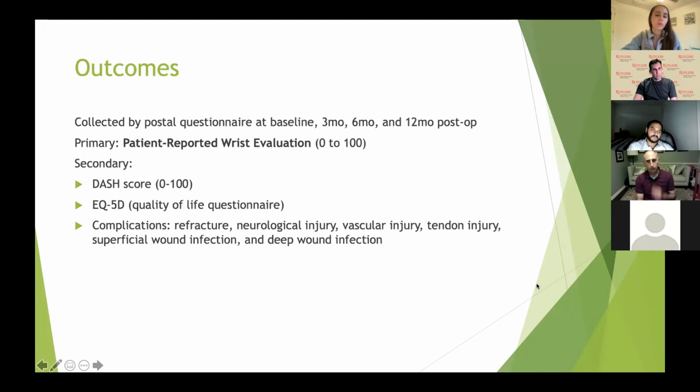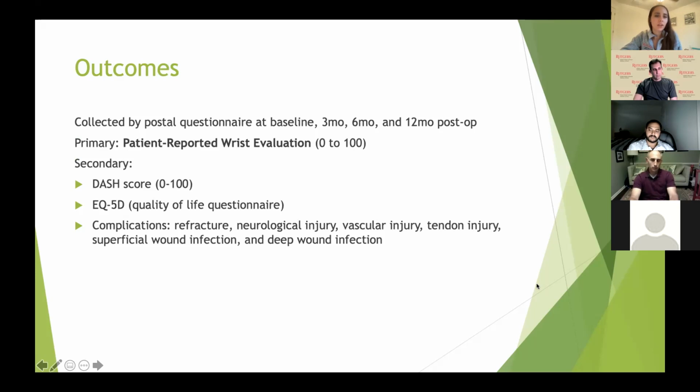The outcomes were collected by postal questionnaire at baseline, 3 months, 6 months, and 12 months post-operatively. The primary outcome the authors wanted to look at was the patient-reported wrist evaluation. This is a self-reported questionnaire that looks at the experience of pain and disability in the patient, 0 to 100, 100 being the worst score. So you have less wrist functionality if you have a higher score.